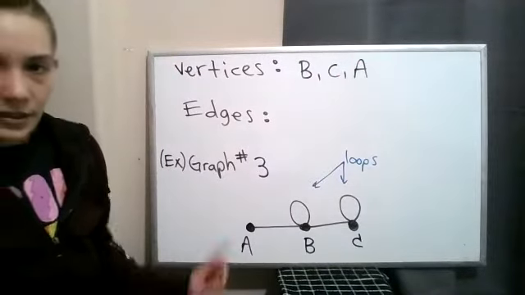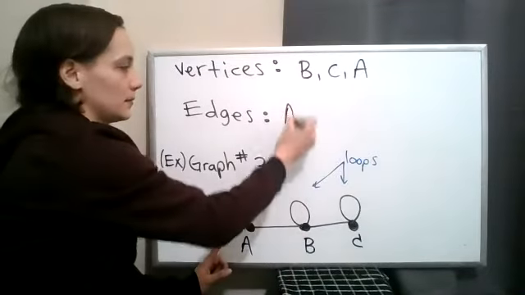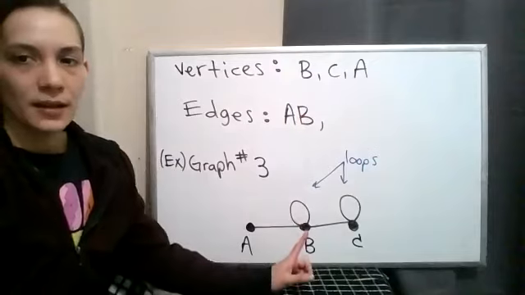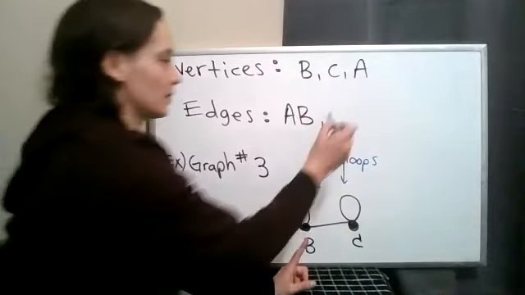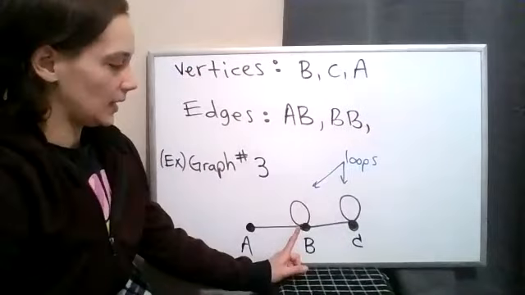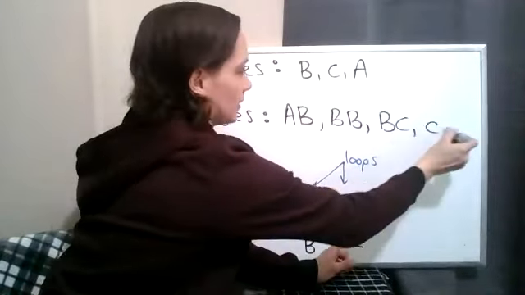And the edges, starting on this side, A to B. AB. BB is that loop. And BC. CC.